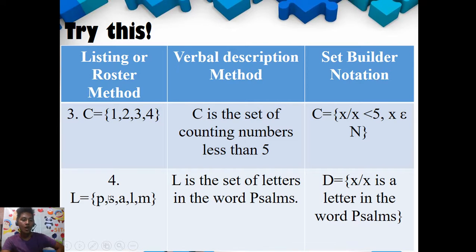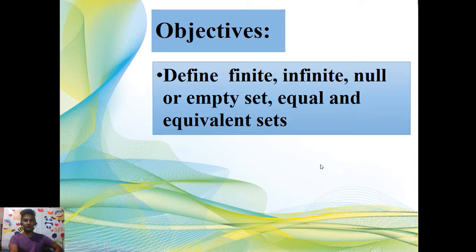And then last one, number 4, we have set L is PSALMS. So verbal description method: L is the set of letters in the word Psalms. And then set builder notation: L is equal to {x | x is a letter in the word Psalms}. So we now proceed to the different kinds of sets.